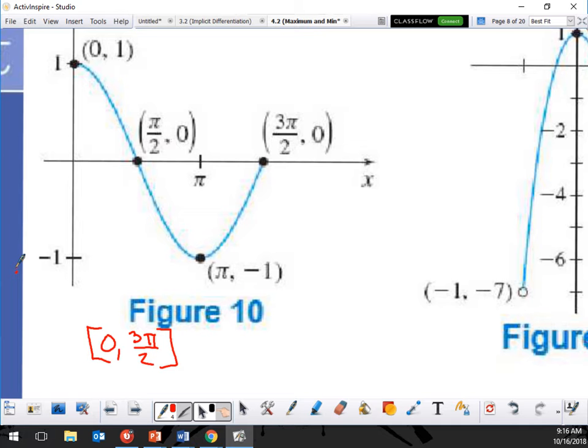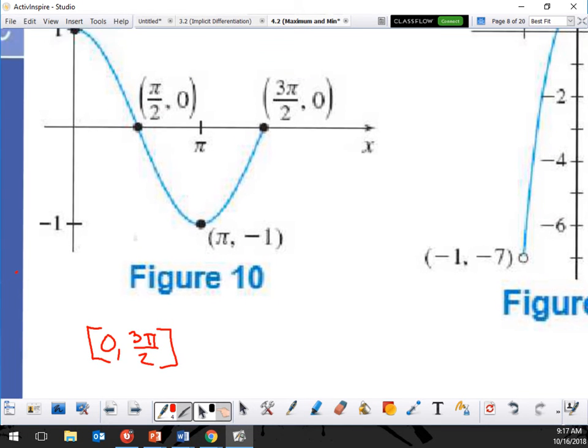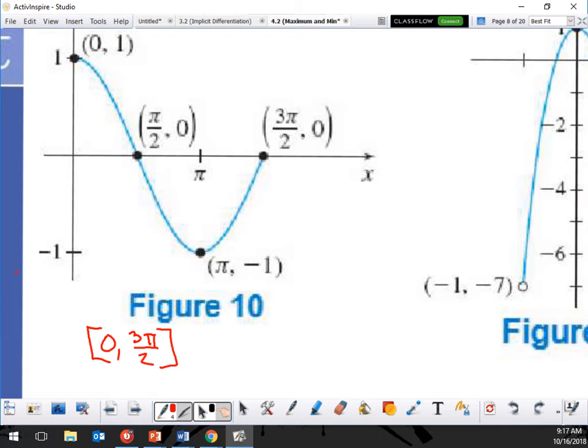What was part C? Identify the absolute. Now, absolute would be a bracket. Can I include the endpoints? Yes, I can include the endpoints. So if I can include that, what am I going to have here? There's going to be a maximum. Yep, maximum at 0, 1.